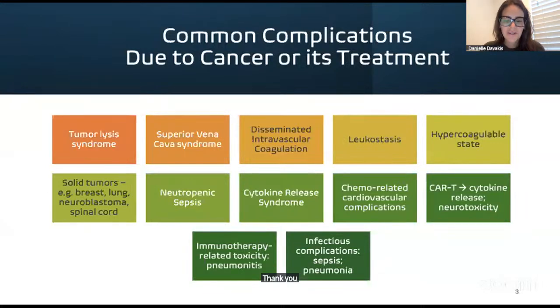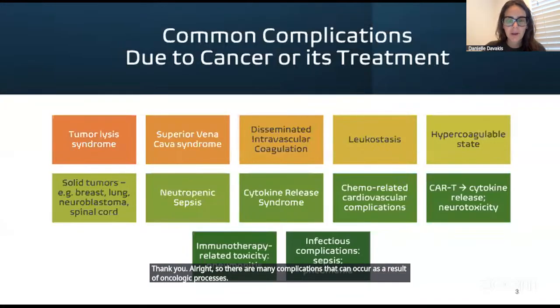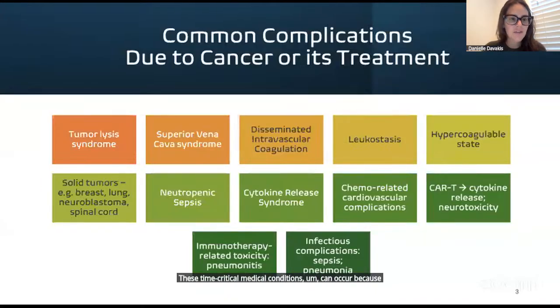Thank you. All right, so there are many complications that can occur as a result of oncologic processes. These time-critical medical conditions can occur because of the cancer itself or the treatment of cancer. Common complications due to cancer include TLS, SVC syndrome, DIC, leukostasis, hypercoagulable states that include DVTs or PEs, as well as solid tumor invasion or metastases, sepsis, neutropenia, CRS, and CAR T complications, as well as toxicity to chemotherapy and immunotherapy, and infectious complications. And there's also more that we're not even listing.